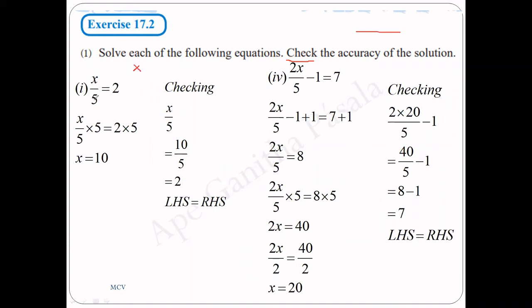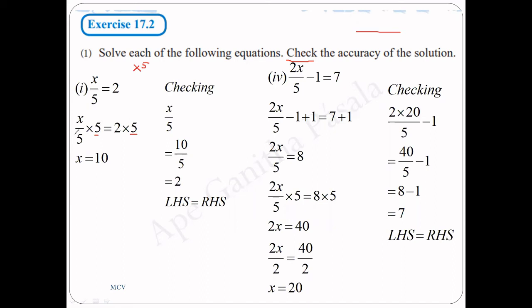Here x is divided by 5. Then the inverse operation is multiplication. You have to multiply by 5 to remove this 5. Both left and right should be multiplied by 5 because we want to maintain the balance of the scale. This is like a balance scale.